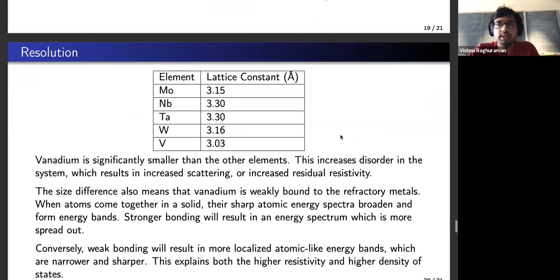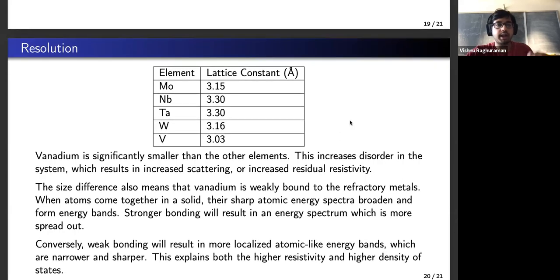Vanadium is smaller than some of the other refractory metals. So adding a smaller element compared to the other elements will increase the disorder in your system, and we expect that this should have increased scattering. Also, since it is smaller, you would expect that if you allow it to fully relax, like you would do for a supercell case, then some of the bonds with vanadium, say a tantalum vanadium bond, would be shorter than a tantalum niobium bond. But since we're doing CPA, we don't really allow that to happen. You have all your bonds to be a similar size.